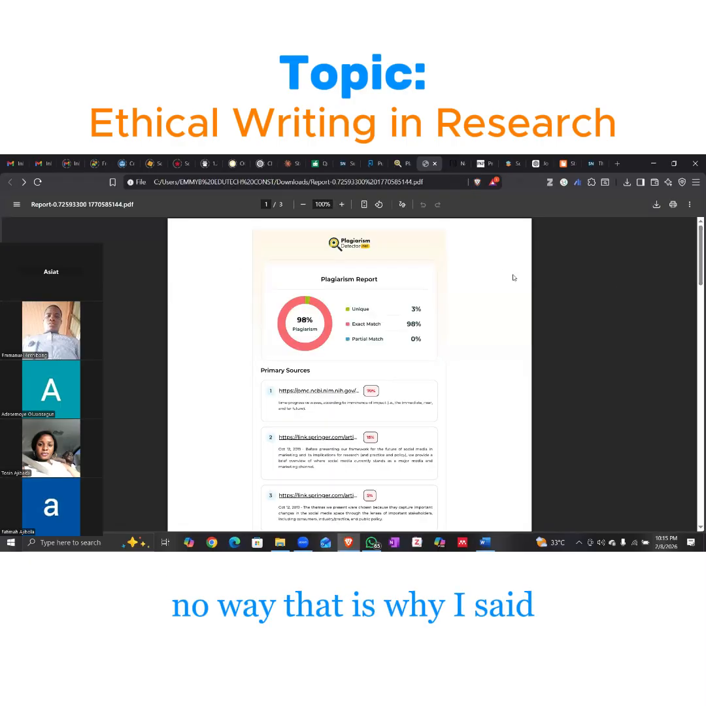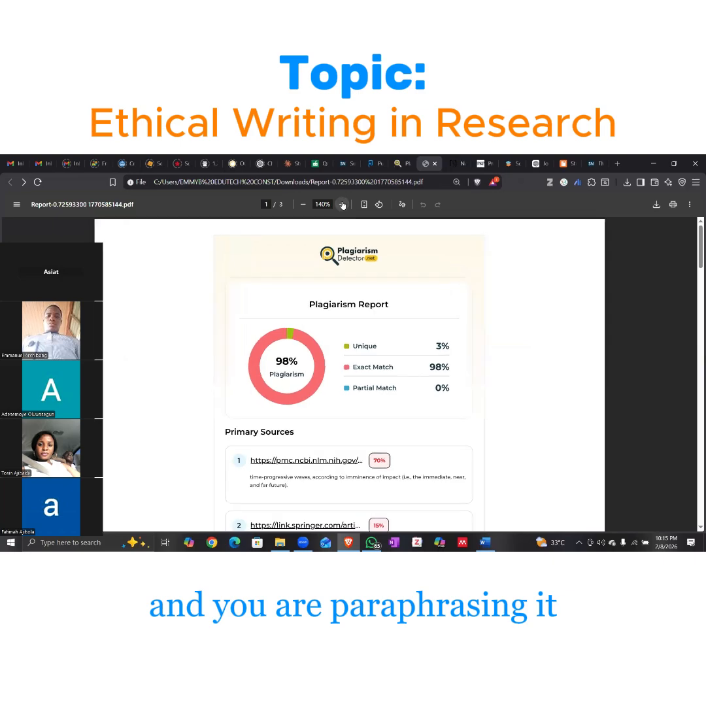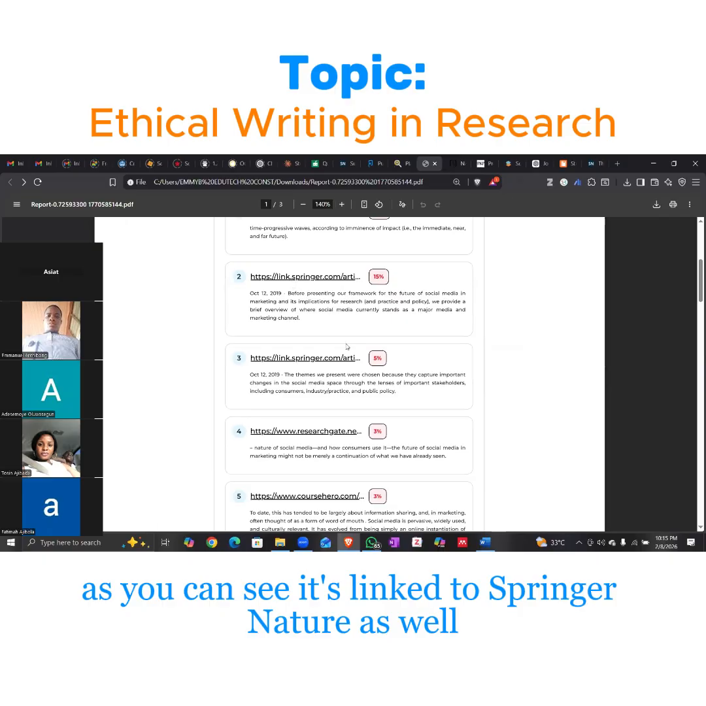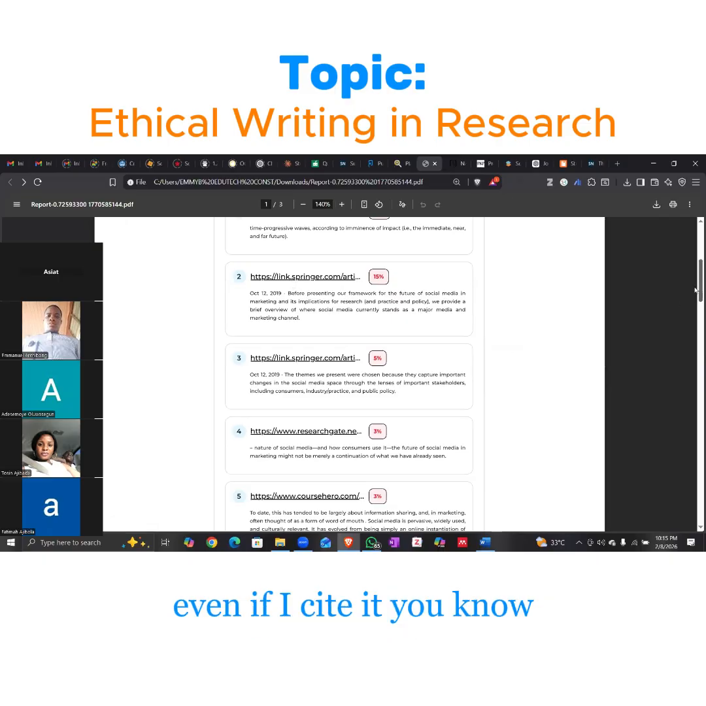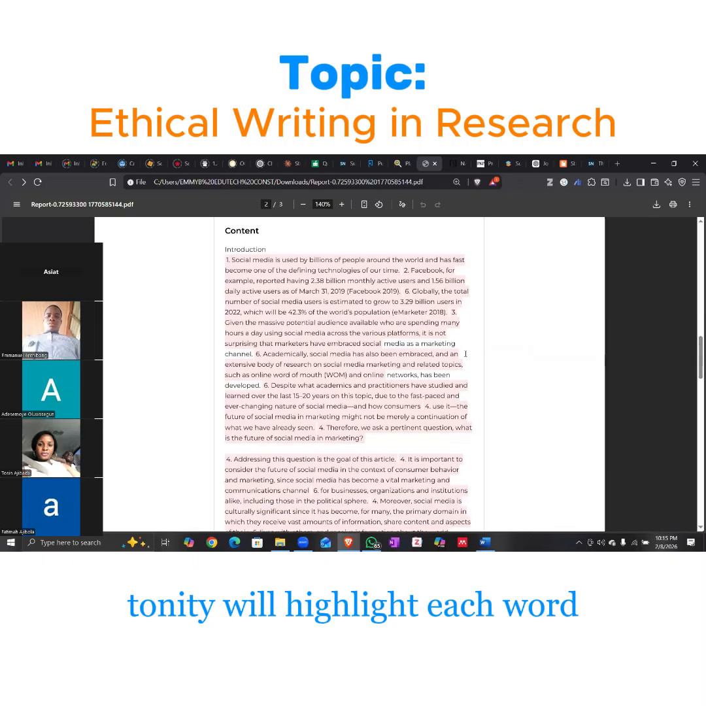That is why I said, if you are still copying the content of a paper and you're paraphrasing it, you are just stressing yourself. You would have a plagiarized content. As you can see, it links to Springer Nature as well. Even if I cite it, the difference between this one and Turnitin is that Turnitin will highlight each word and tell you where each word is coming from.